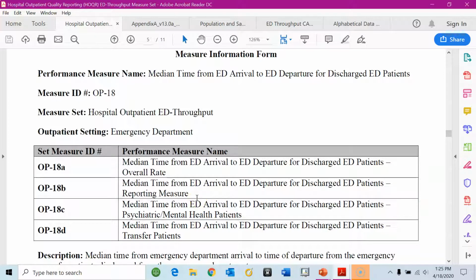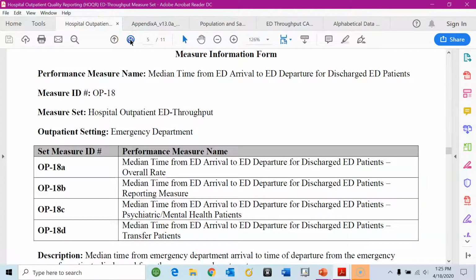How you're answering data element questions is what puts that patient into the right one of these. So the overall rate is for all of the patients, it doesn't matter. And then the reporting rate would exclude the ones who might be in the ED for a little bit longer.